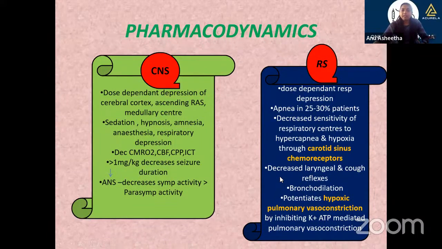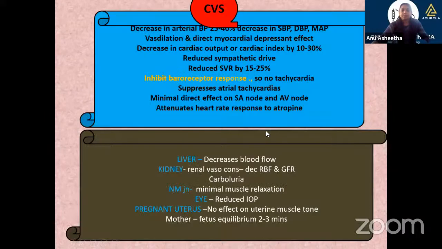Bronchodilation. Propofol as such is a bronchodilator, but if it is used with sodium metabisulfite, that is the main culprit in the bronchoconstriction. It also potentiates hypoxic pulmonary vasoconstriction through potassium ATP mediated vasoconstriction.